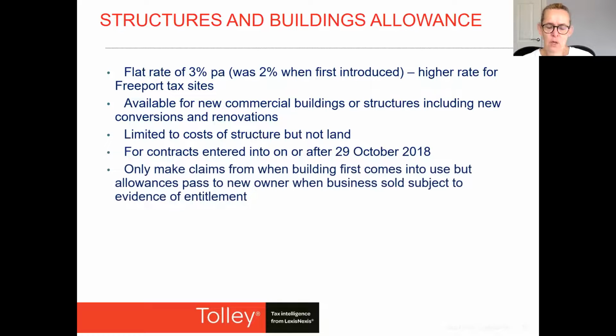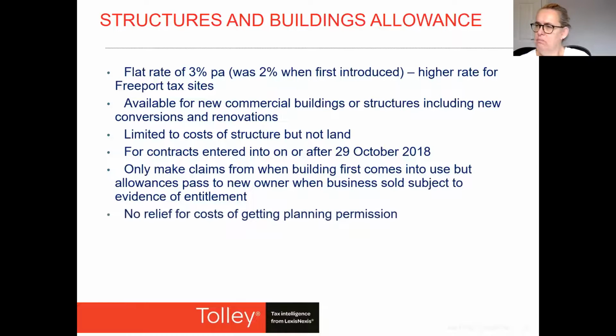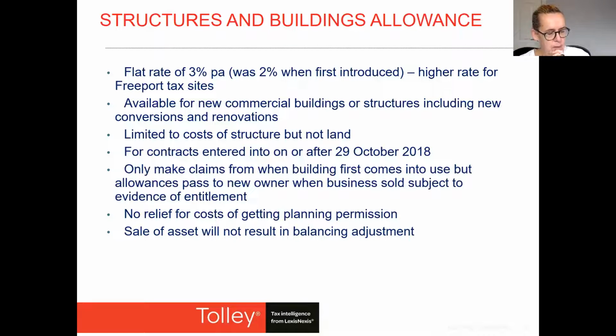Basically, you make the claim when the building first comes into use, and then the allowances automatically pass over to the new owner. The only thing with that, again, is that it is subject to evidence of entitlement. So if you are buying a building post 2018, then you will need to get a certificate of entitlement from the previous owner that they have been claiming SBAs. You're not able to get relief for things like the costs of getting planning permission, and there is no balancing adjustment when you make a sale. All that happens is that the residue of expenditure is just passed on to the purchaser.